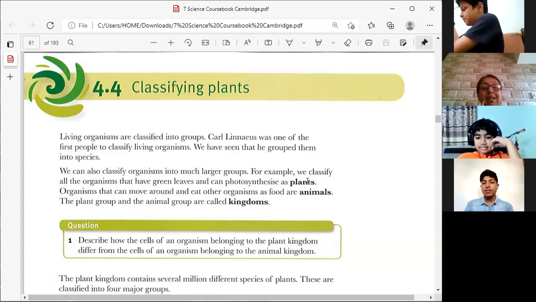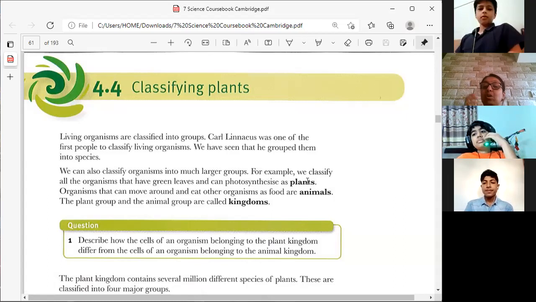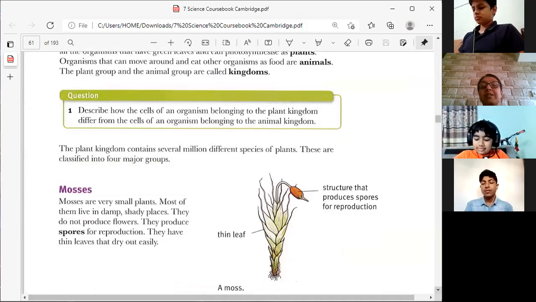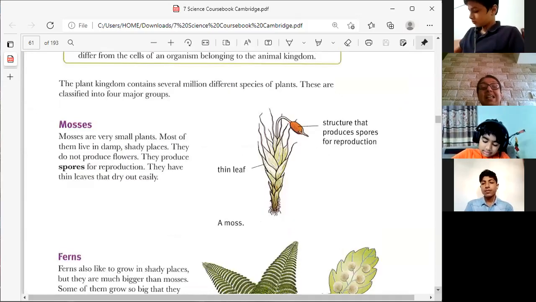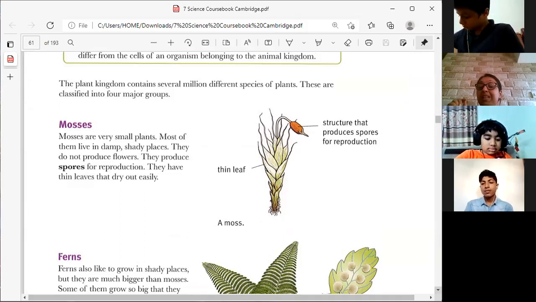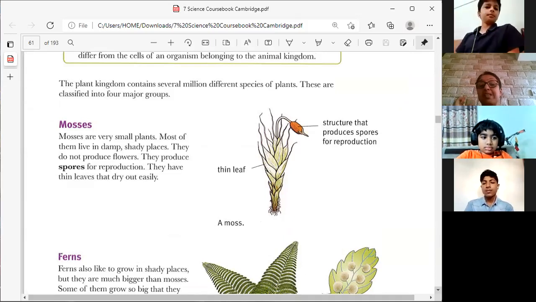The plant group and the animal group are called kingdoms. So the plant kingdom and the animal kingdom. Now, the plant kingdom contains several million different species of plants. These are classified in 4 major groups. Now, this is what you need to learn. And that is why we did classification. That is why we did variation. That is why we tried to learn about grouping and classifying.